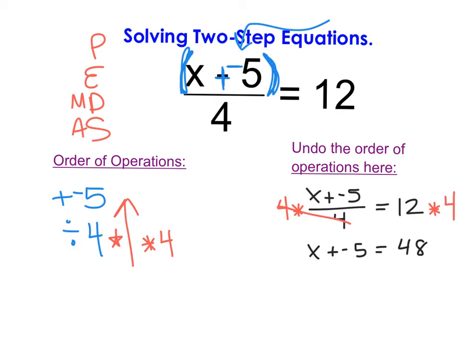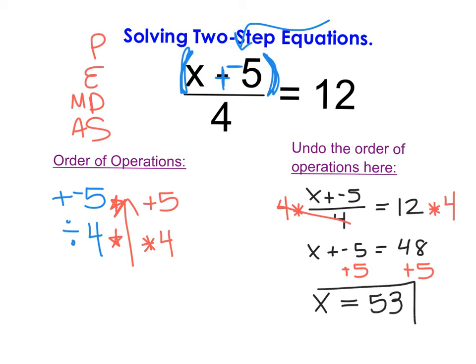And then from here we move up and we need to undo this addition of -5. And I want to make this become 0 when I add it together with another number. So we're going to add 5 here to each side. So we end up with x is equal to 53. So I found my value for x, where if I put it back into the original equation, it will make that original equation true.